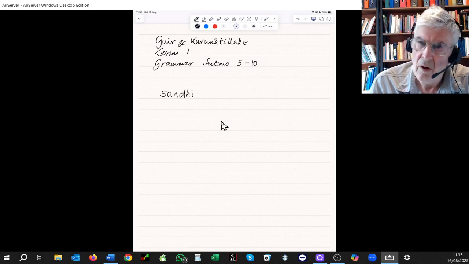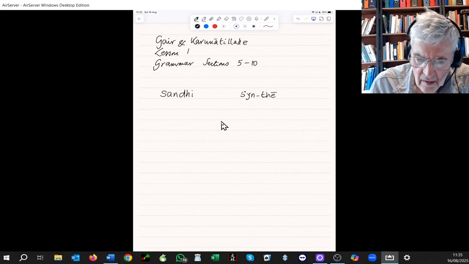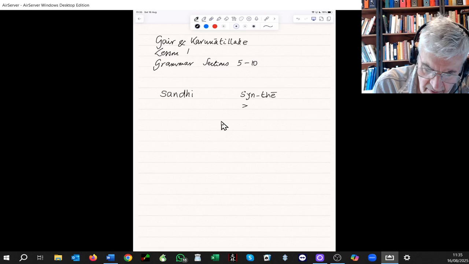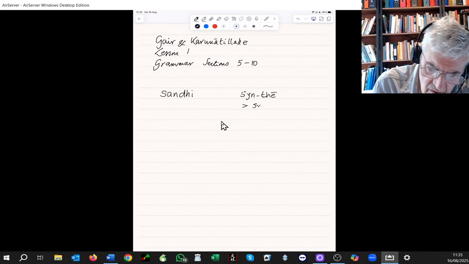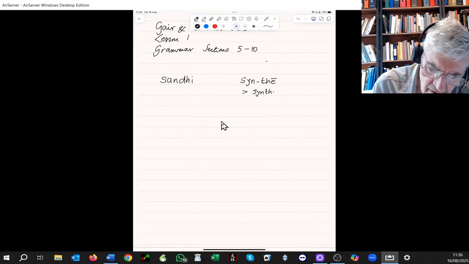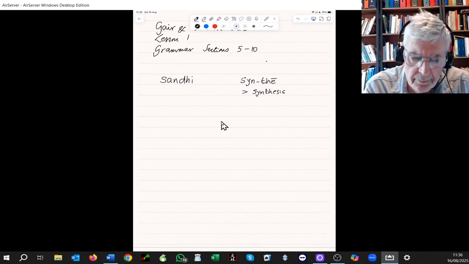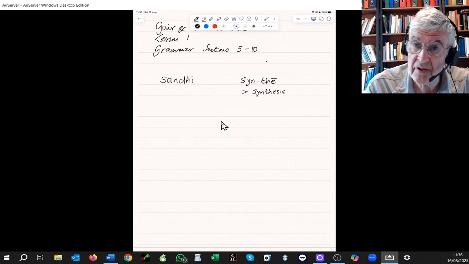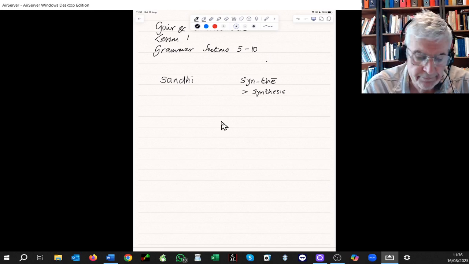Sandhi is cognate with the Greek word synthe, which has come into English. The verbal noun form is synthesis, which we say in English is a synthesis. So a synthesis means putting together, literally. A thesis. Putting is the literal meaning of the word, which you put down. Synthesis, putting together. In Sanskrit and Pali, sandhi, putting together.